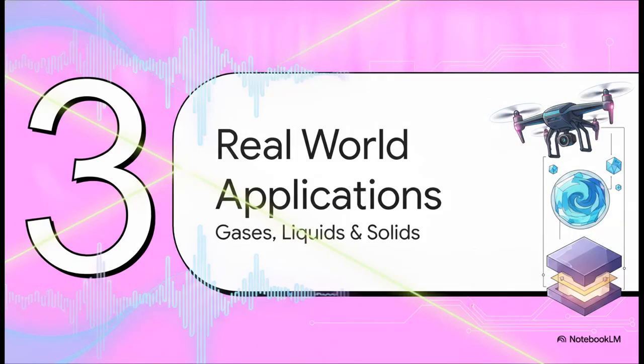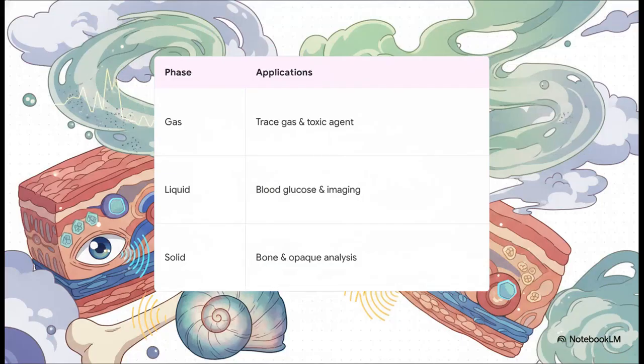Section 3, Applications in the Real World. Let's step out of the lab for a second. Depending on the phase of matter you're dealing with, PAS is astonishingly versatile. For gases, we're talking about sniffing out atmospheric pollutants down to parts per billion, or even parts per trillion. In liquids and soft tissues, we can do deep tissue imaging or track things like blood glucose. And for solid states, researchers can evaluate intact human bones or analyze completely opaque materials without using any destructive chemical processing. You just shine a light and listen.